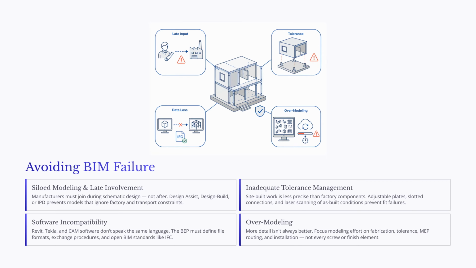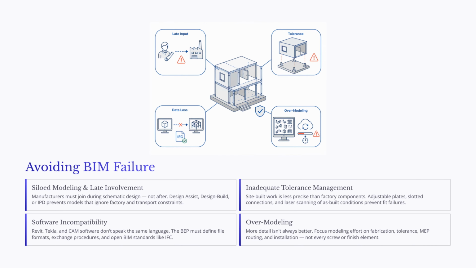Even though BIM is powerful, it can fail when teams use it like ordinary design software rather than as a modular delivery tool. One common failure is siloed modeling and late manufacturer involvement. If the architect develops the model without input from the modular manufacturer, the design may ignore factory limitations, assembly line requirements, transportation constraints, or installation needs. To avoid this, the manufacturer should be involved early through design assist, design build, or integrated project delivery.